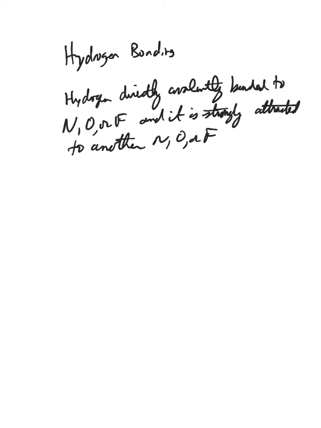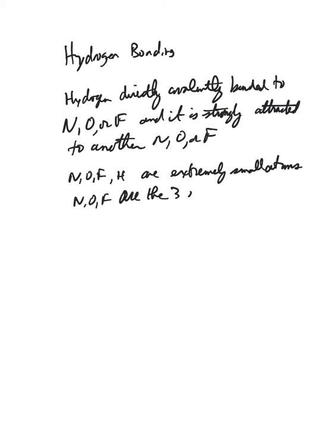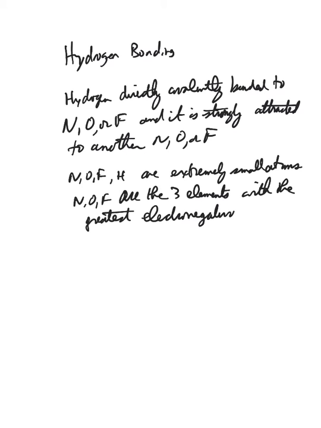Why is this the case? If you remember about atomic radii, atomic size, nitrogen, oxygen, and fluorine, and you throw in hydrogen, are extremely small atoms, so they can snuggle up close to one another, if you want to think about it. And nitrogen, oxygen, and fluorine are the three elements with the greatest electronegativity. And so it gives rise to this extra strong dipole-dipole interaction that we call hydrogen bonding.